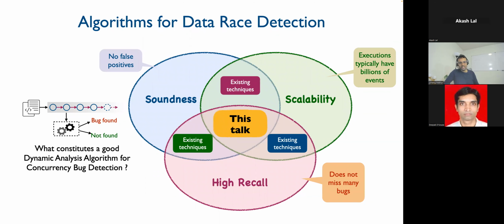So it's a good time to recap this picture again. I told you that an ideal race detector must offer a good balance of these three properties: soundness, scalability, and high recall. And data race prediction is a key idea behind how to enhance the predictive power while ensuring soundness and also at the same time scalability.